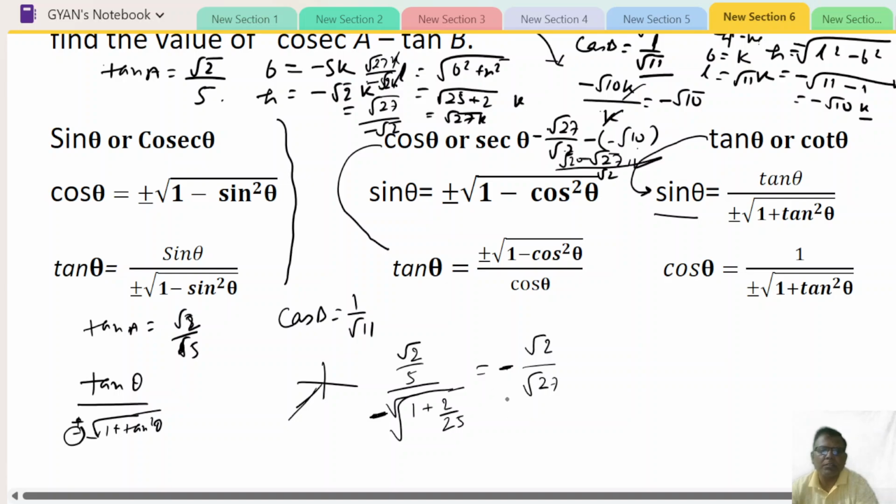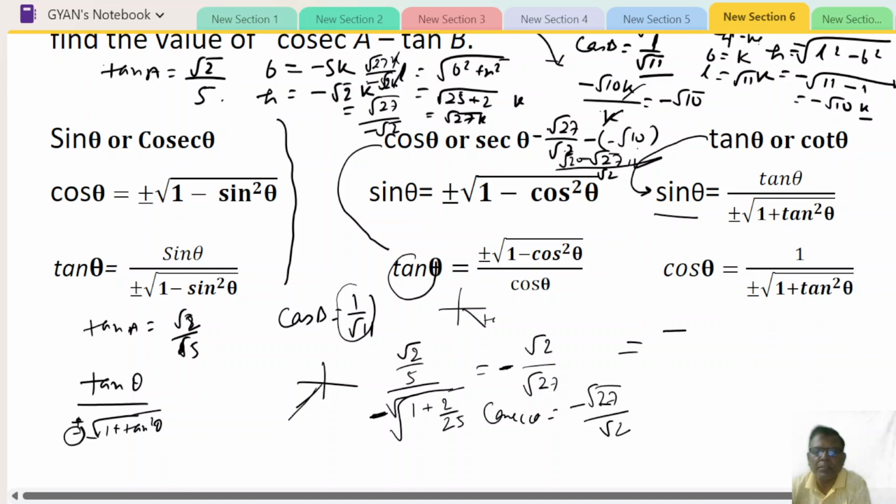This is sin theta. Then cosec theta is equal to minus root 27 by root 2. Now here, what is given? Cos is given. Then what do you have to find? You have to find tan. So tan is equal to... and what do you have to select? You have to select in the third quadrant or fourth quadrant. In the fourth quadrant tan is negative, so you will have to select negative only.